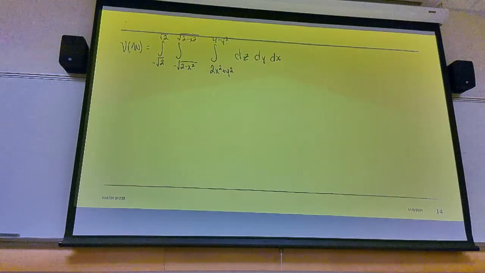There's your volume. Right, there's no Z, so it's just the length of that interval, which is what? 4 minus 2x squared minus 2y squared.